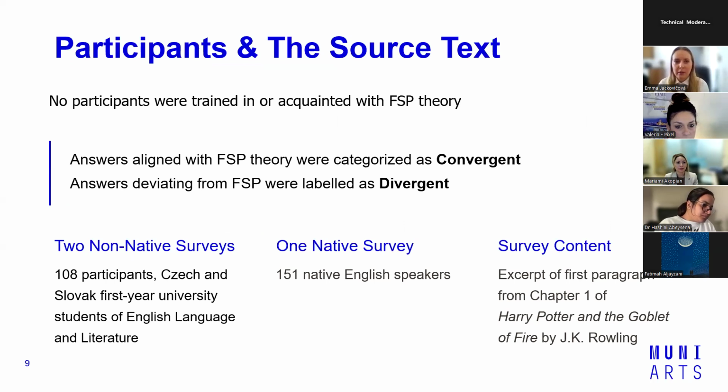Let's talk a little bit about participants and the source text. I actually conducted 3 surveys. The first 2 surveys, Survey A and Survey B, were filled in by non-native English speakers. They were Czech and Slovak first-year university students of English language and literature studying at Masaryk University. Half of them took Survey A, half of them took Survey B.